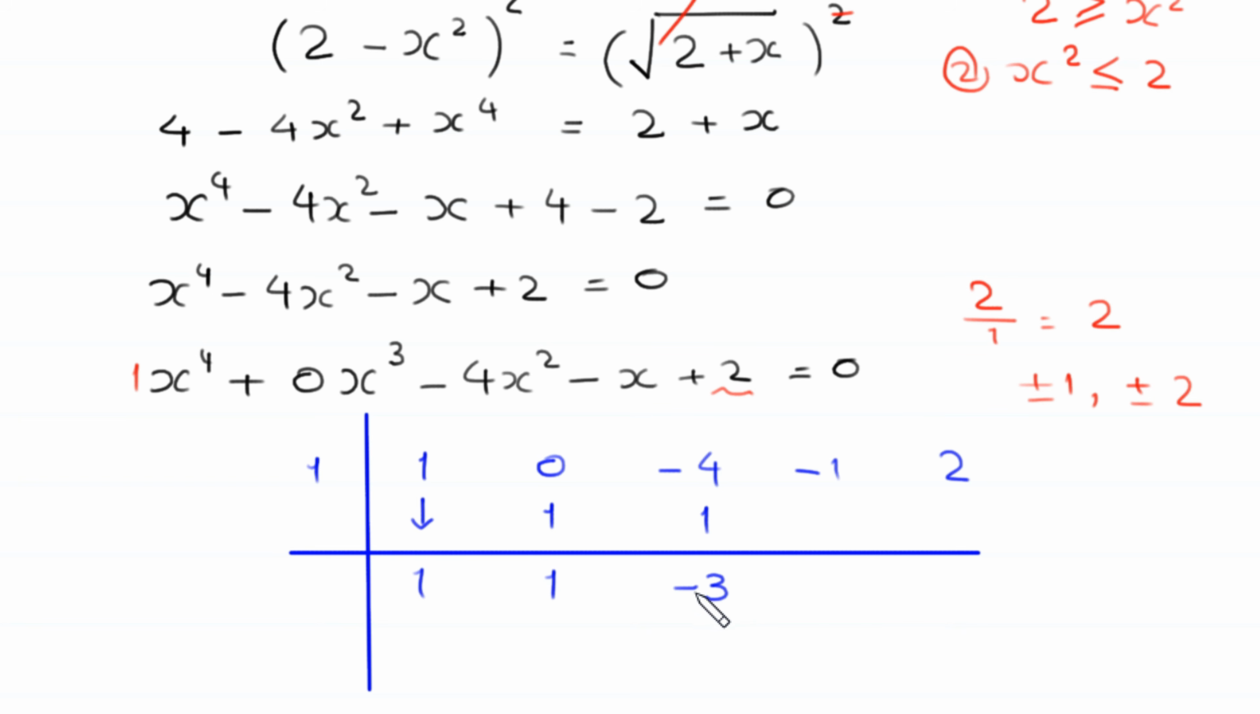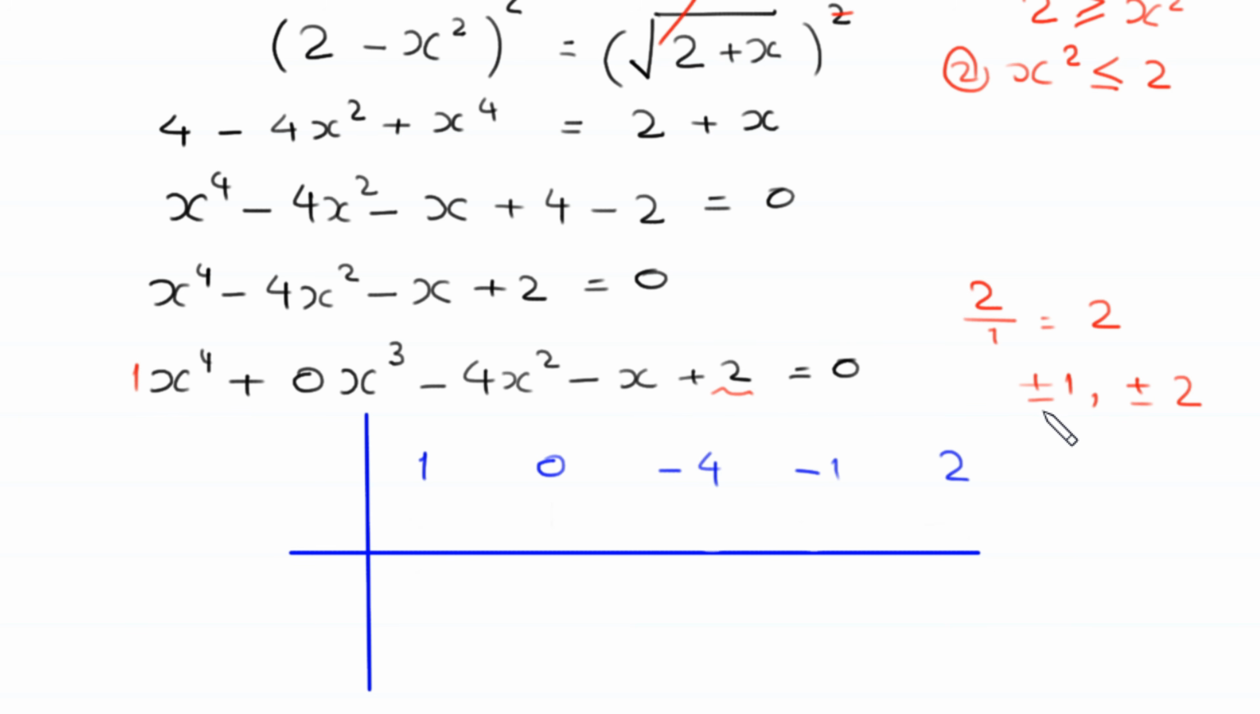Now we multiply this negative 3 by this one. Negative 3 times 1, negative 3. And we add these two terms. Negative 1 and minus 3 is negative 4. And negative 4 times this one is negative 4. And 2 plus negative 4 is negative 2, which is not equal to 0. So now we try another factor of 2.